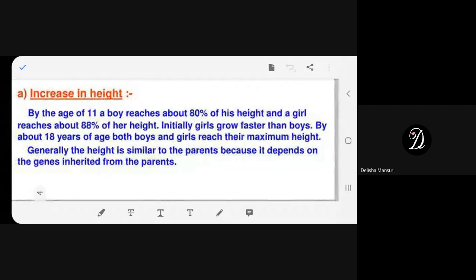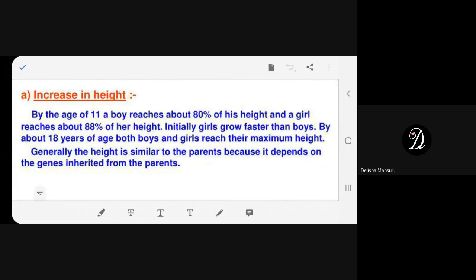Okay? First was increase in height. Let's see what happens in boys and girls. By the age of 11, a boy reaches about 80% of his height and a girl reaches about 88% of her height. Initially, girls grow faster than boys. By about 18 years of age, both boys and girls reach their maximum height. Generally, the height is similar to the parents because it depends on the genes inherited from the parents.